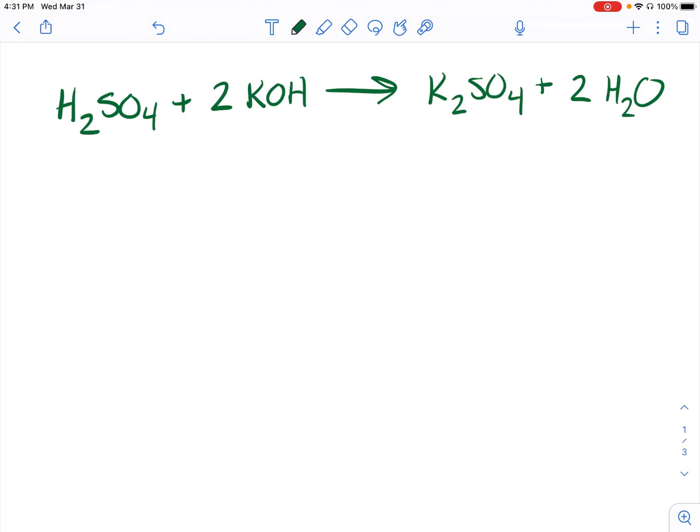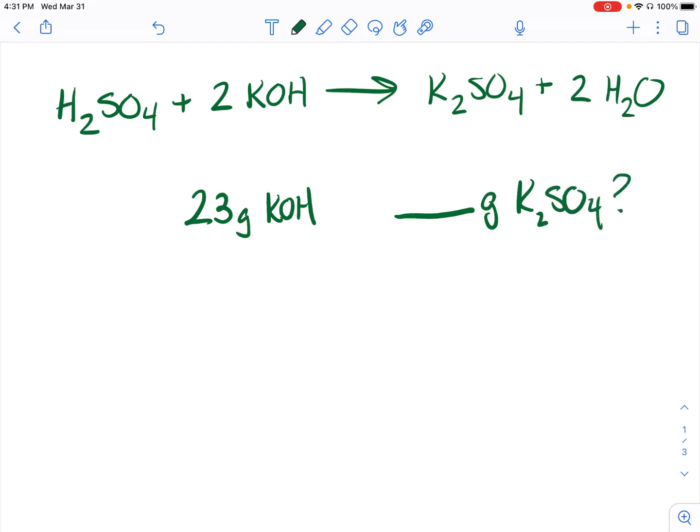So let's take a question: of 23 grams of potassium hydroxide, how many grams of potassium sulfate will I produce? This is pretty common. This is called a mass stoichiometry problem. If you're looking for extra help videos and you go to YouTube, you can search mass stoichiometry and you'll get a whole bunch of examples that look like this. So that's the question.